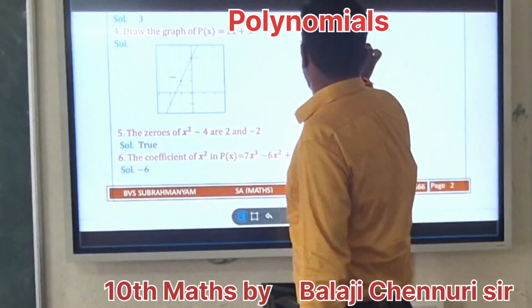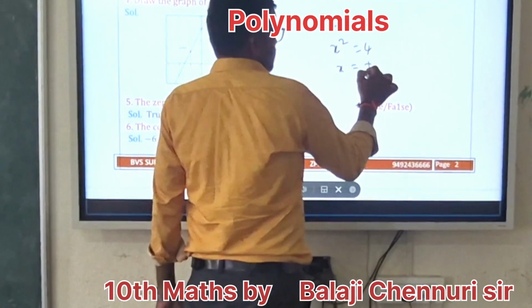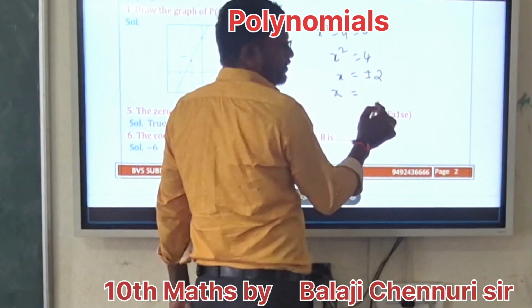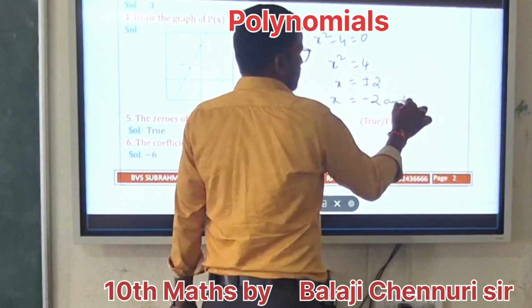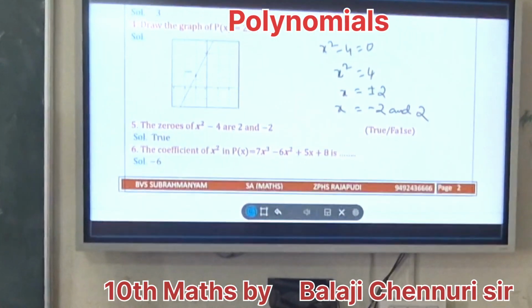x square minus 4 is equal to 0. Then what we get? X square is equal to 4, x is equal to plus or minus 2. Therefore, x has two roots, minus 2 and plus 2. Okay, these are the zeros of the given polynomial.